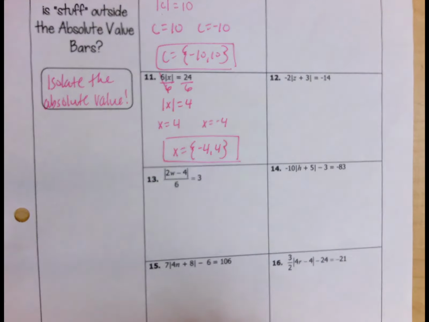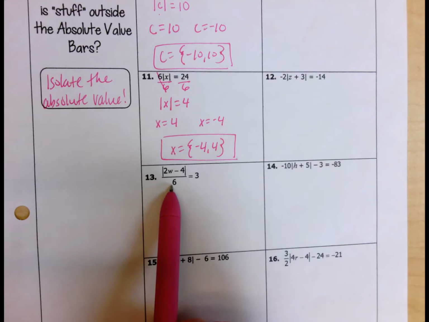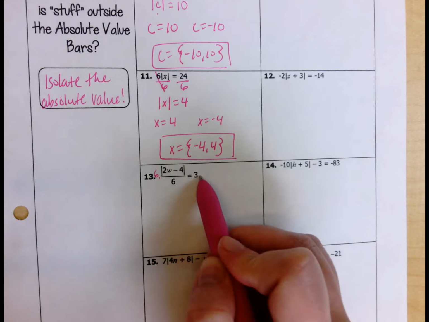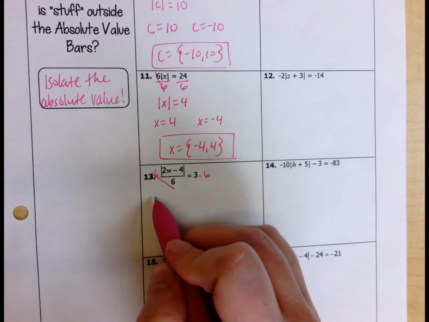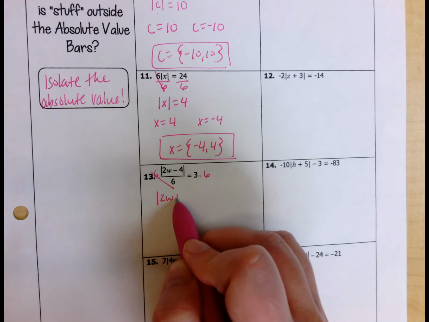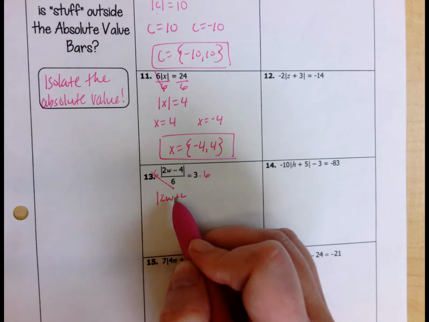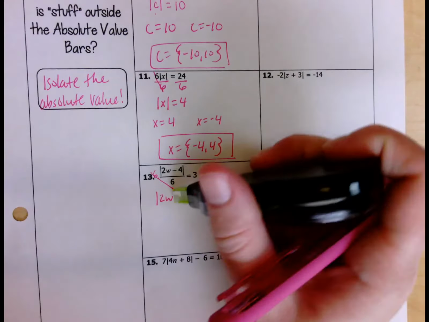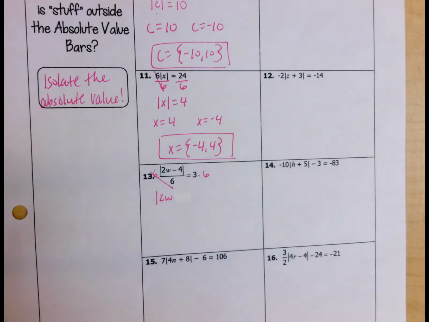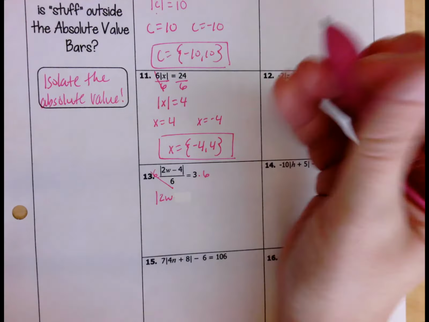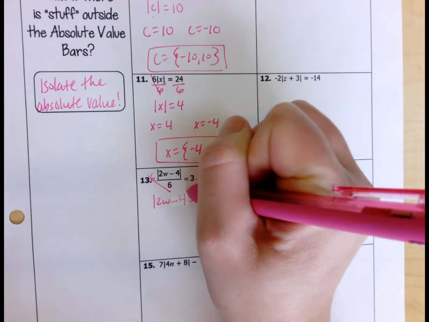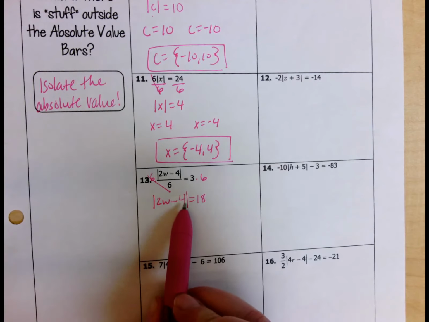All right, number 13, we have the absolute value being divided by 6. So in this case, I still need to isolate it. So to get rid of division, I'm going to multiply both sides by 6. And that leaves me with the absolute value of 2w minus 4. Let me fix that real fast so that it doesn't confuse you. Okay, the absolute value of 2w minus 4 is equal to 18.